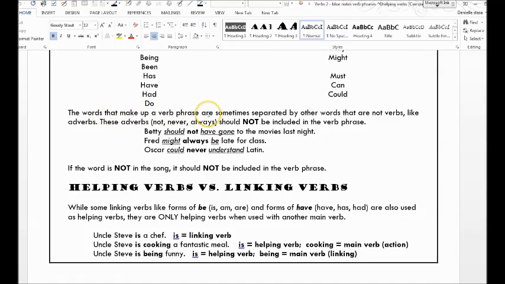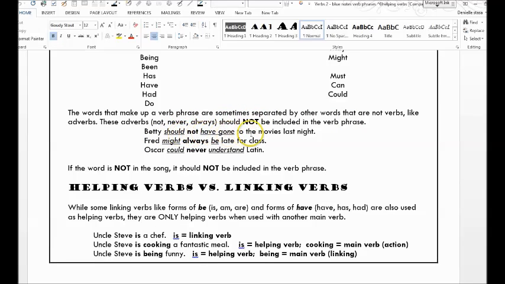When you have a verb phrase, sometimes the words in the phrase are separated by adverbs, words like not, never, always, often, frequently, etc. And when there is an adverb in the middle of the verb phrase, you should not include it when you are identifying your verb phrase. So if you're being asked to underline the verb phrase, do not include the adverb.